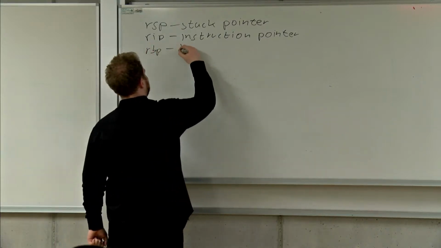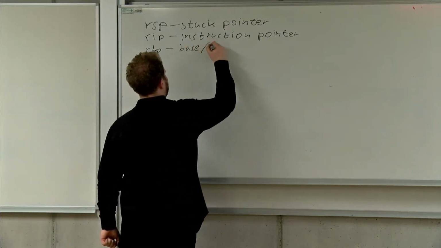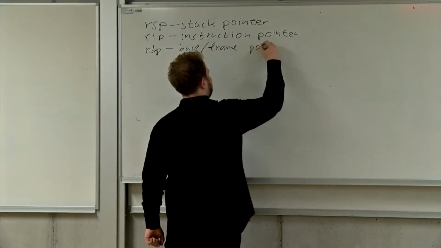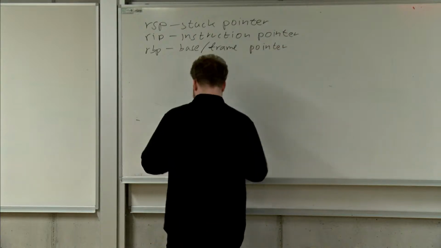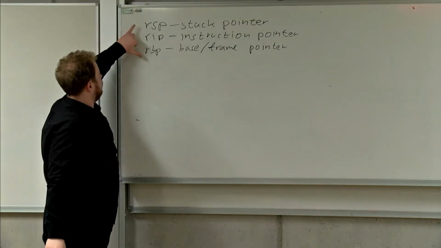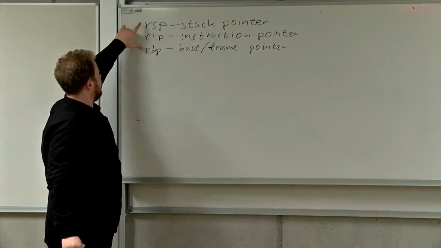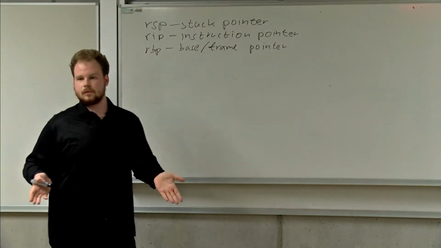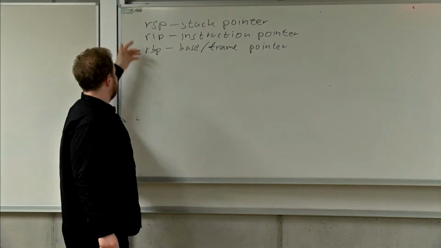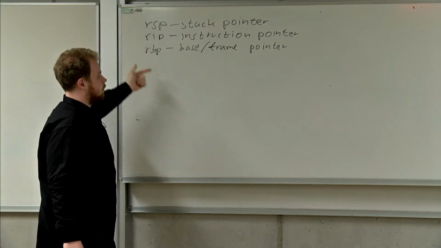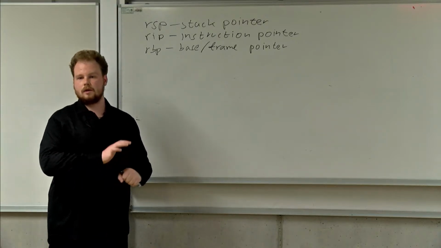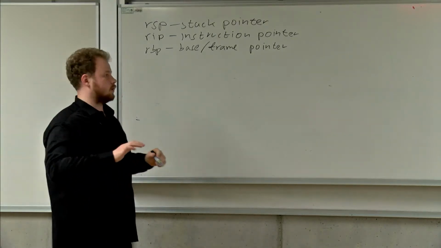Then we have RBP, which is the base or frame pointer. RSP in conjunction with RBP, they form a stack frame. So basically, if we subtract RSP from RBP, we get how big the current stack frame is, how many local variables the current function has.